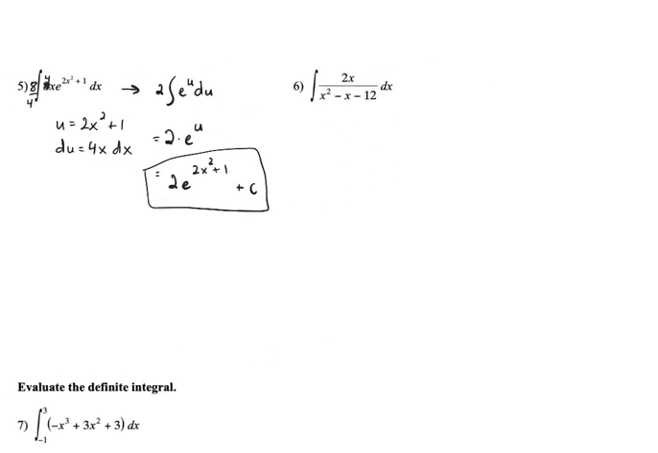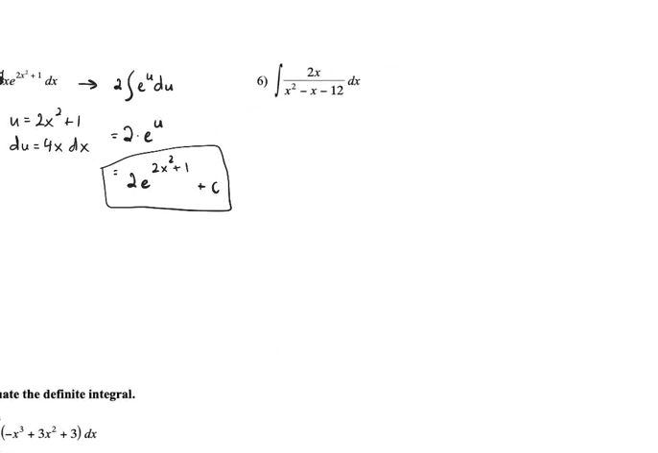Okay, question 6. It's in the form of a rational expression. There isn't a function inside of a function, which usually indicates the general power rule. Now, if it's in the form of a fraction where we have a numerator and a denominator, then oftentimes we can use the rule du over u. The antiderivative of du over u is natural log of u.